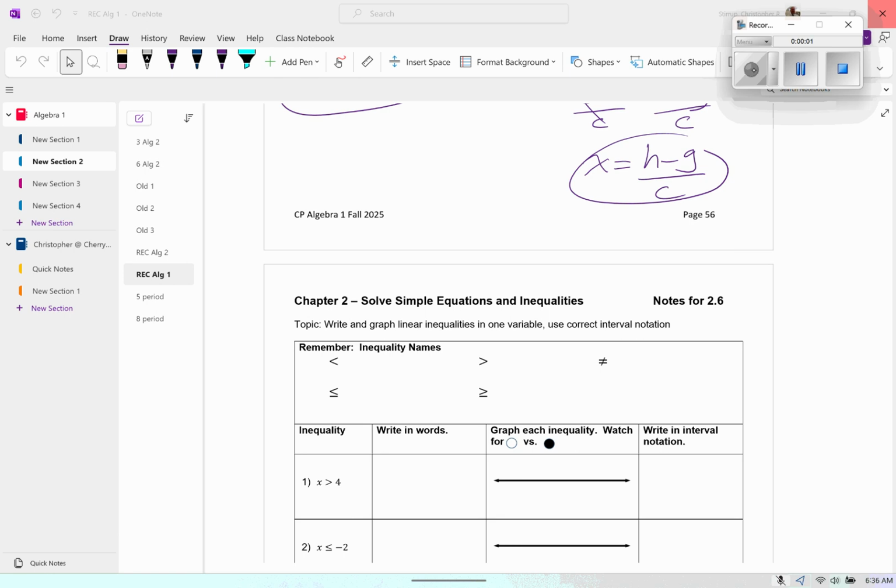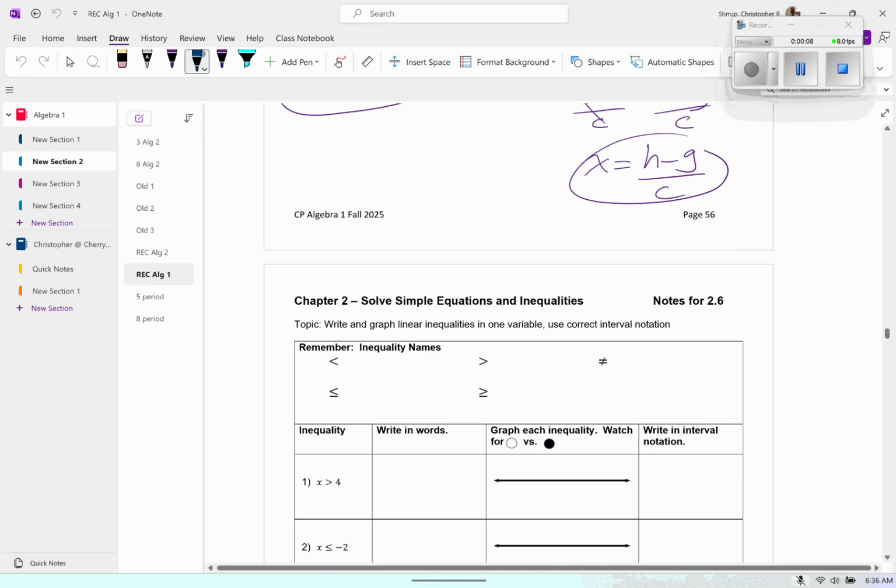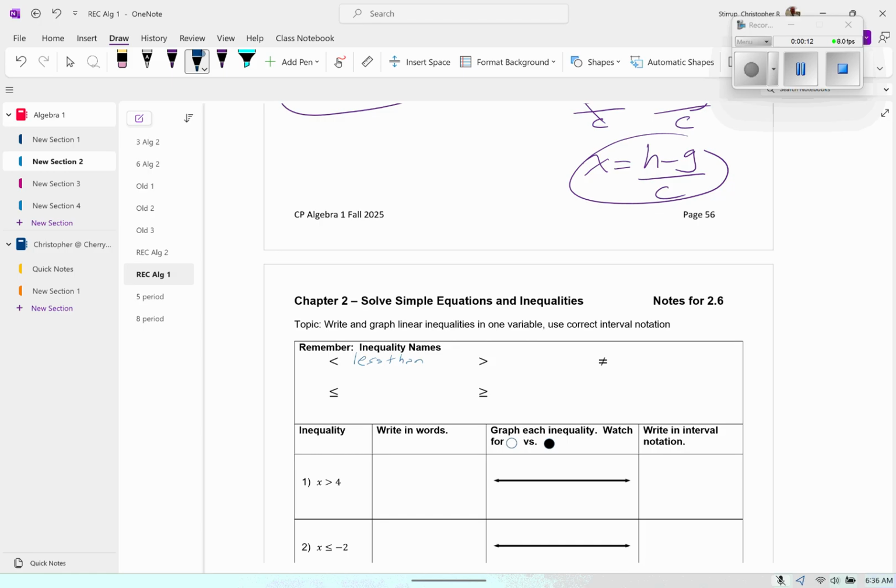Algebra 1. This is going to be notes for 2.6. So we're going to talk about inequalities. If you have an arrow pointing less, this is less than. Has an equal sign, it's less than or equal to. This is greater than. If you have a little line, greater than or equal to. And then this is not equal.